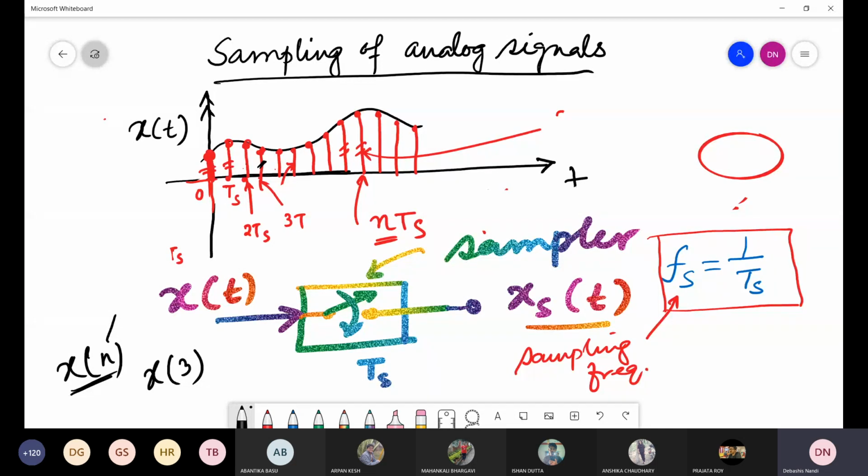So the fourth sample means actually x3. 1, 2, 3, 4, this is the fourth sample, but here n is equal to 0, 1, 2, 3, so the argument will be 3. Suppose this sample x3 has a certain height. If you measure this height, it will give the value of the signal at n equal to 3. For example, this value is 1.5 volt, suppose this is a voltage signal given in volts.